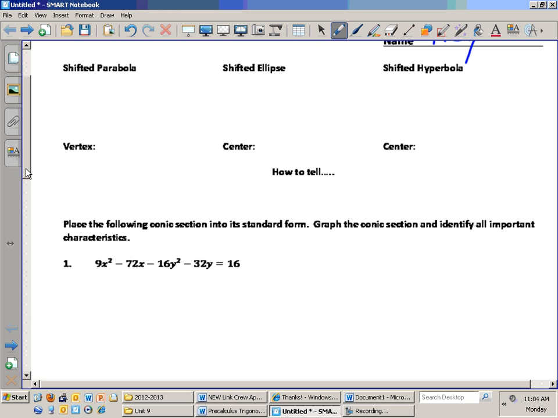So the first form is this. If we take a parabola and shift it, we get y equals a times (x minus h) quantity squared plus k. That would be the form of a shifted parabola. That is a vertical parabola. A horizontal one would be x equals a times (y minus k) quantity squared plus h.